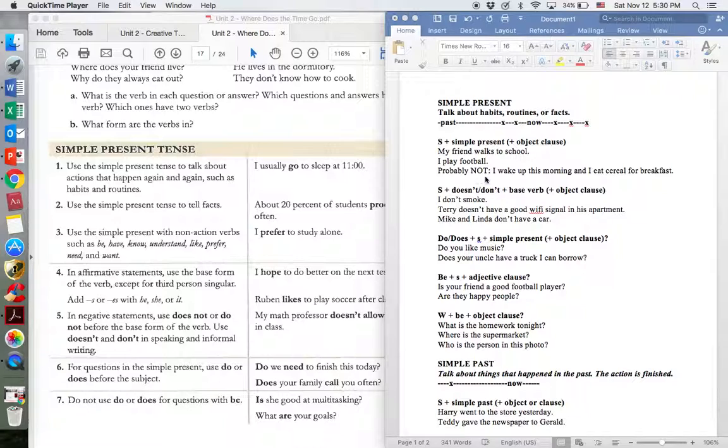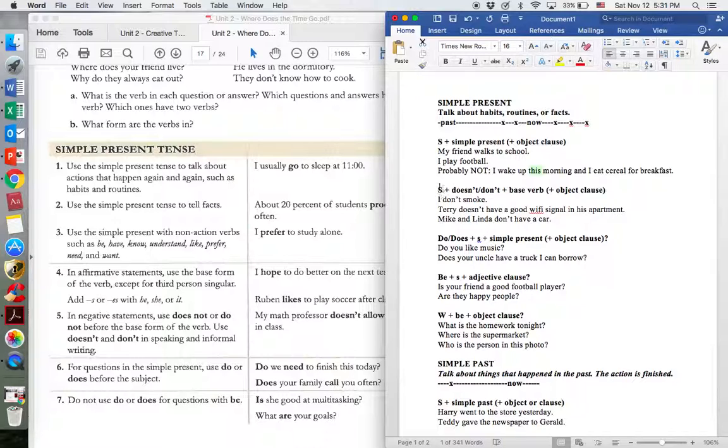You're probably not going to say something like this, I wake up this morning and I eat cereal for breakfast, because these are specific times. Right? So we're not talking about specific times, but rather general trends, habits, routines, or facts. It's a fact that I play football. Sure, it's a fact that I ate cereal for breakfast, or I will eat cereal for breakfast, or that on this day my breakfast was cereal, but this is probably not the routine. And since we are talking only about this morning, that's probably not how we're going to talk about it. So be careful with that one.